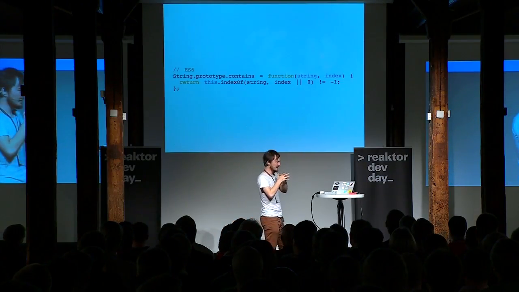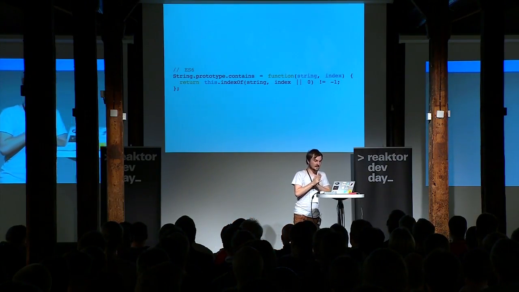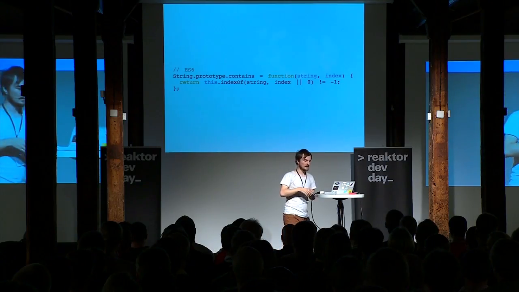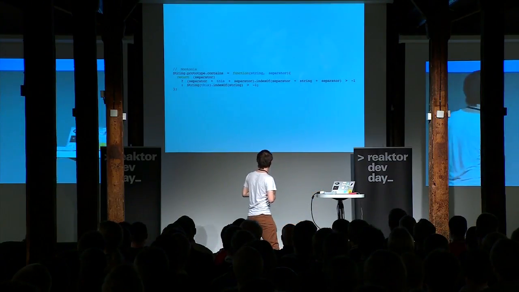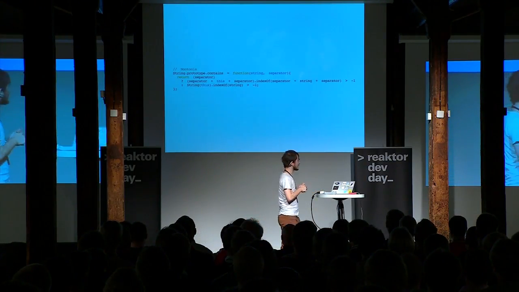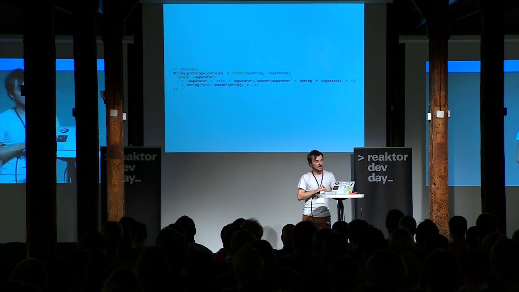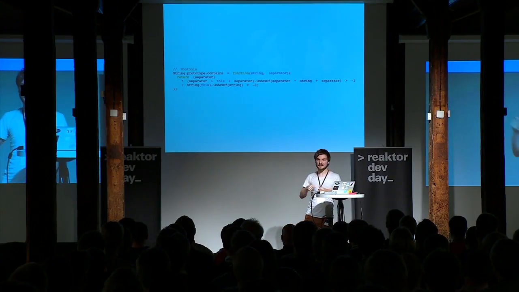So in ES6, there's a contains function on strings. So you can ask a string, does it contain this thing? ES6 defines this index property as well, so you can say, do you contain this string from this index onward? And here's MooTools. I don't know if you can see that, but MooTools defines a contains function as well. But it doesn't take an index, it takes a separator. So it splits up a string and then checks if that thing is in the array that it's split up into.